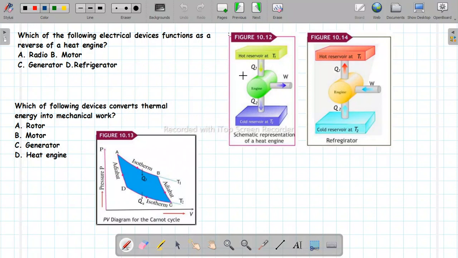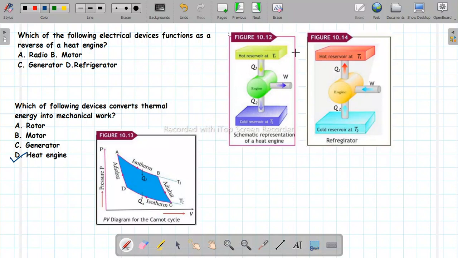Which of the following electrical devices functions as reverse of heat engine? इसको आंसर करने से पहले हमें पता होना चाहिए हीट इंजन होता क्या है, राइट? हीट इंजन इज अ डिवाइस दैट कुड कन्वर्ट थर्मल एनर्जी इनटू मैकेनिकल एनर्जी. यहीं पे इसको भी आंसर कर देते हैं. डिवाइस व्हिच कन्वर्ट्स थर्मल एनर्जी इनटू मैकेनिकल एनर्जी इज heat engine.